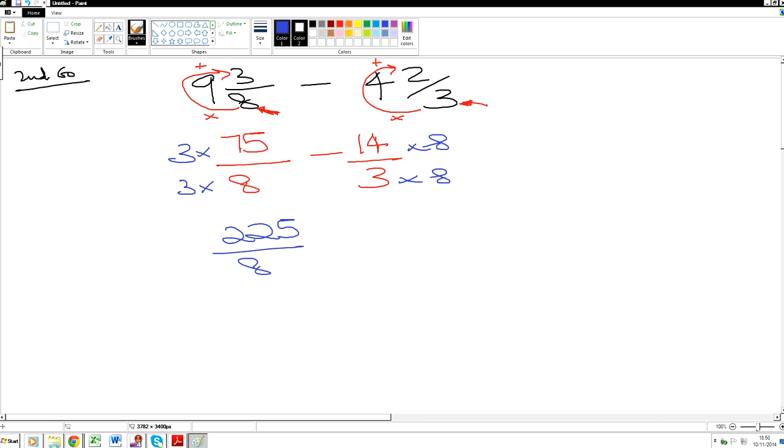Oops, quickly, whoa, the bottom number shouldn't be 8 anymore. The bottom number should be 24. Quickly spotted there by myself. Okay, 14 times by 8 is the same as saying 80 add 32. 112.